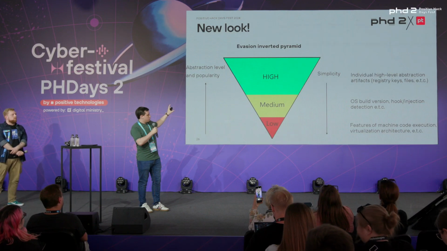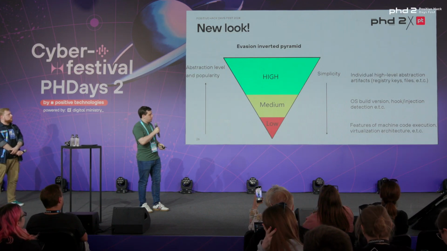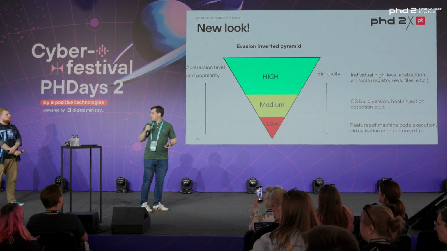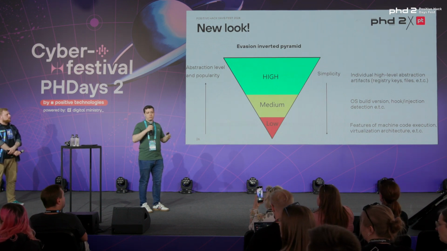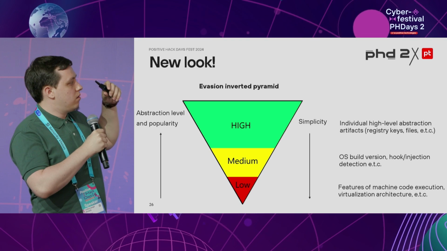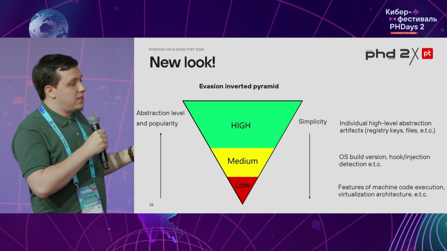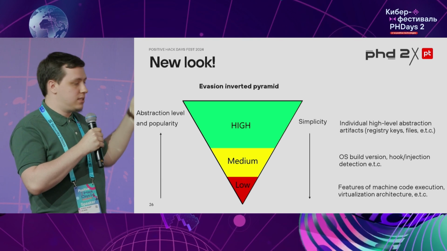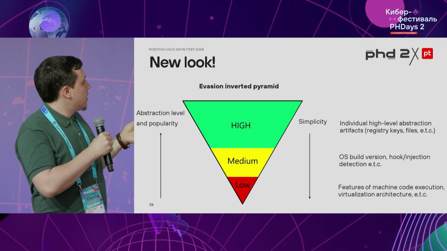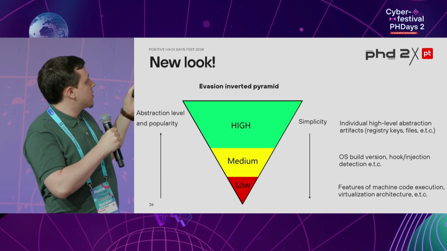It's not by chance that parts of the pyramid are of different thickness. So the main idea is as follows. I took all the evasion techniques and divided them into three categories: high, medium, and low. As for the characteristics that are linked to these categories, they're as follows.